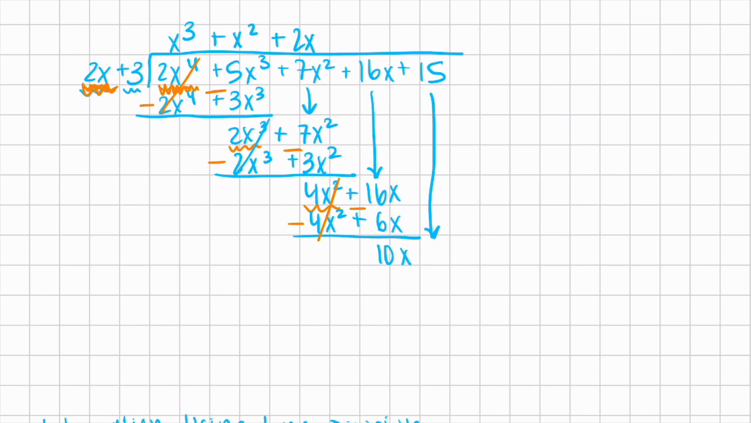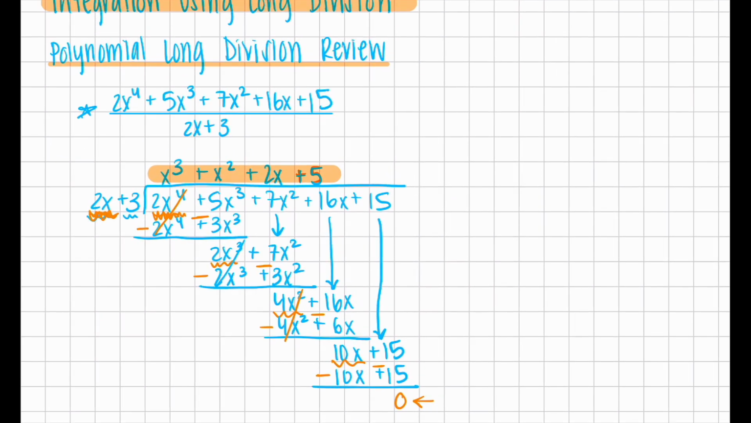Almost there. Bring down the next term. Then we're going to say 2x times what gives us 10x. That's going to be 5. Distribute your 5 to 2x plus 3. We get 10x plus 15. I want to subtract, so I'm going to distribute a negative. Notice that this gives me 0. So when I'm at 0, that means I don't have a remainder. So my answer is just going to be what we have at the top. And that's a little review of polynomial long division.